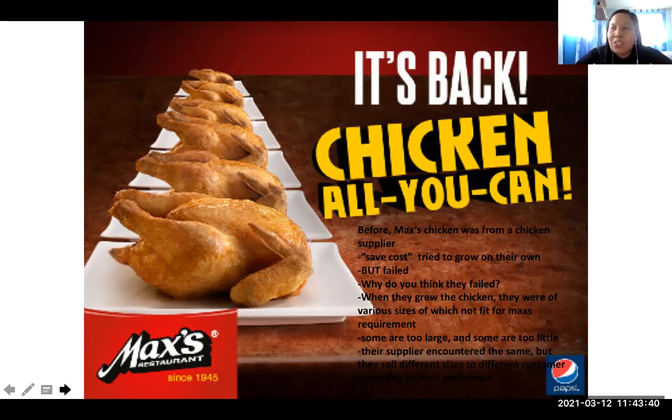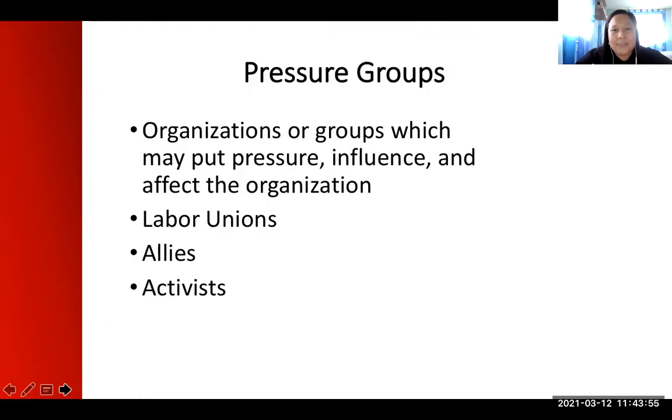So, the likes of what? Mang Inasal. Si Mr. Injosia Yap. Yeah, yung may-ari noon. So, binuy out nila si Mang Inasal. Diba? Galing. So, we also have pressure groups. Andiyan yung mga organizations or groups which may put pressure, influence, and affect the organization, labor unions, allies, activists.